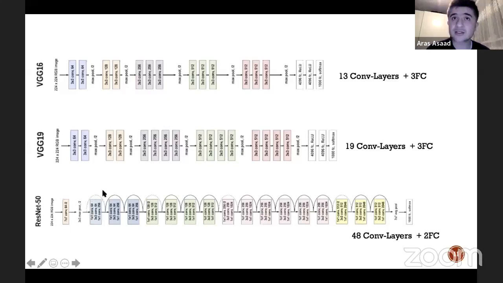I don't know if you can see my cursor. I don't think you can see my cursor. Let me see if I can. It's visible, Doctor, we can see it. Yeah, okay.